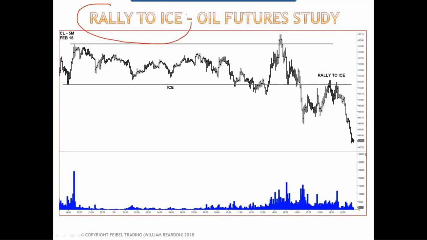Rally to ICE. Oil futures using a 5-minute time frame. So first thing we notice, a nice long trading range. We break ICE support and we rally back to ICE, this being our setup. However, we're going to dig deep and dissect this chart.